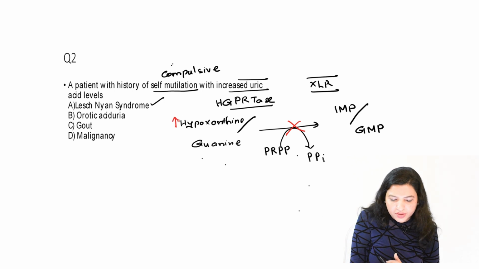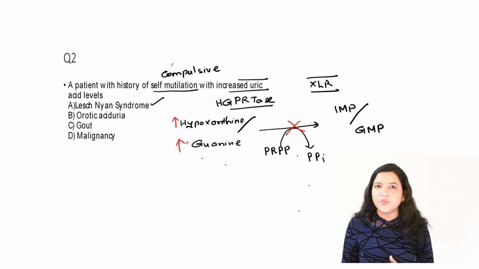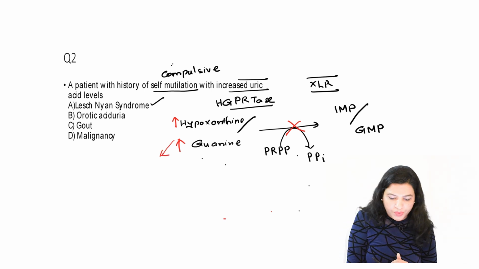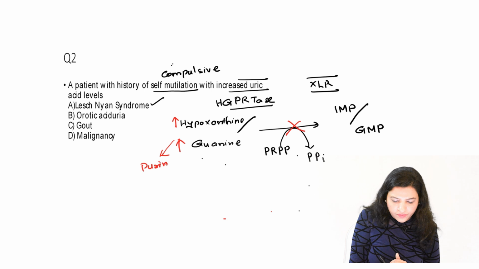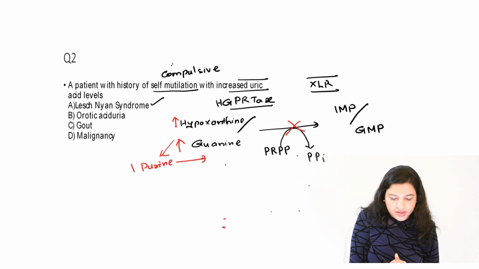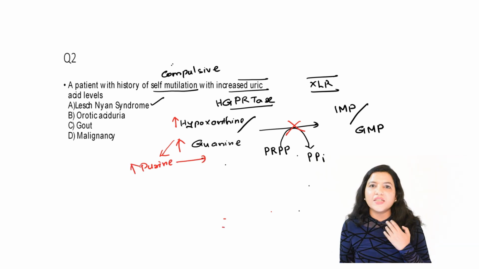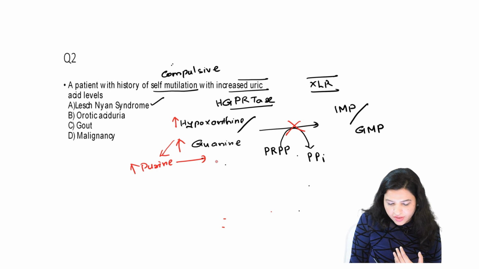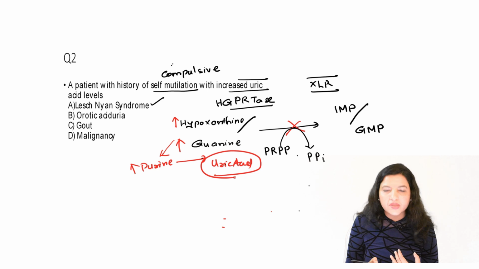So what will happen? The hypoxanthine and guanine will accumulate. So we know that hypoxanthine and guanine are purines. Okay, so if there is increased purine, naturally there is increased purine catabolic end product. What is the purine catabolic end product? It is uric acid. Okay, so there is hyperuricemia.